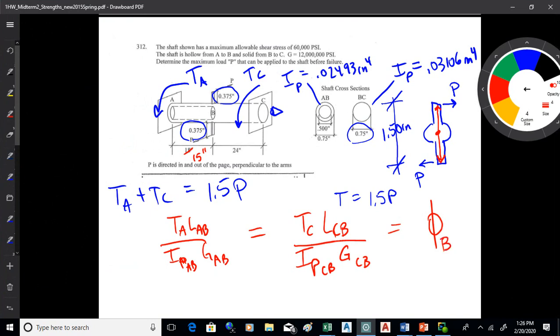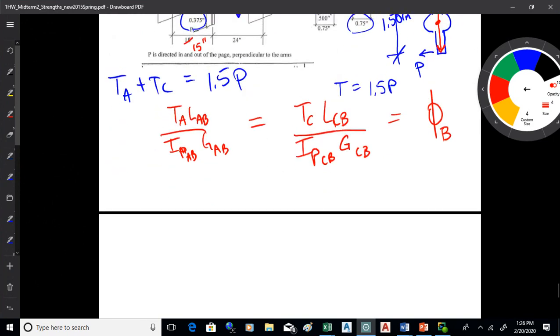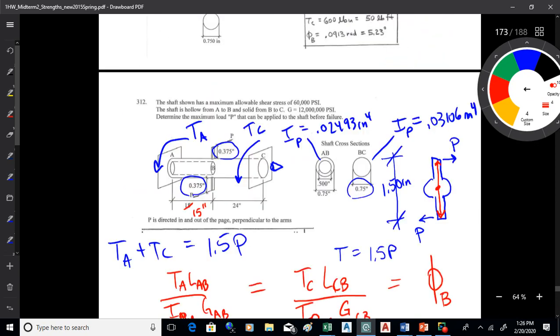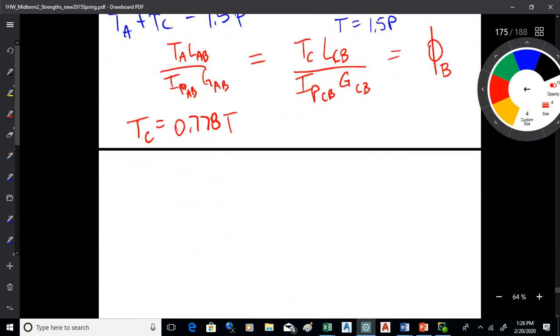Now you can work through that, and what you can end up with is the ratio between the two. So you can get that the torsion at C is equal to 0.778 times the torsion at A, or T_A is 1.285 times T_C. It's like trying to write on a postage stamp sometimes with this computer, but it's all good. I just bump things with my hands sometimes and they scroll around. There we go. So we'll solve it either way.